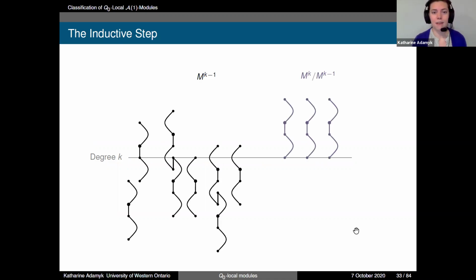So on the left here, I have mk-1, right? All the generators here are in degree k-1 or lower. And then I've got these new 1 Seagulls from the quotient.